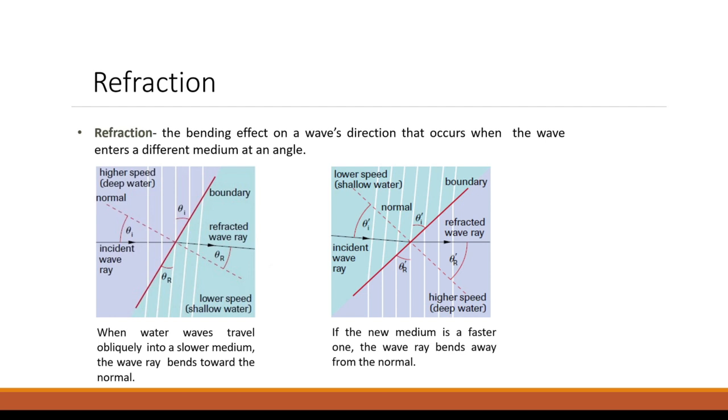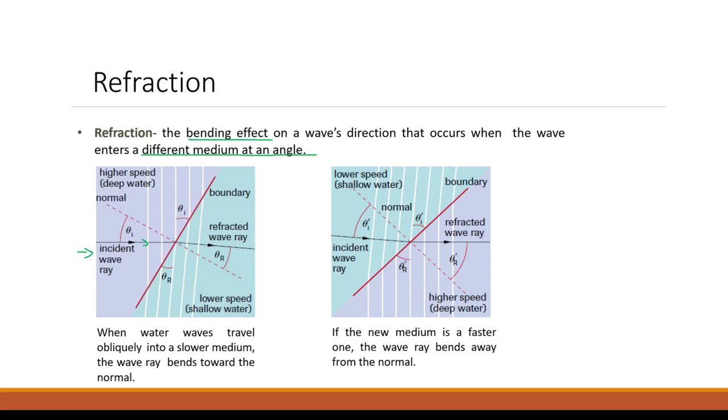Next we have refraction, which is a phenomenon that is the bending effect on a wave's direction that occurs when the wave enters a different medium at an angle. And we have going from higher speed, deep water, to lower speed, shallow water. Again, our incident wave ray is before the incidence, and this ray tells us which way these waves are traveling, this way. And then we have an oblique boundary. And so when the water waves travel obliquely into a slower medium, the wave ray bends toward the normal.